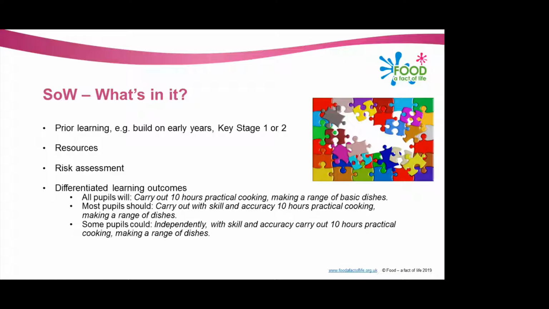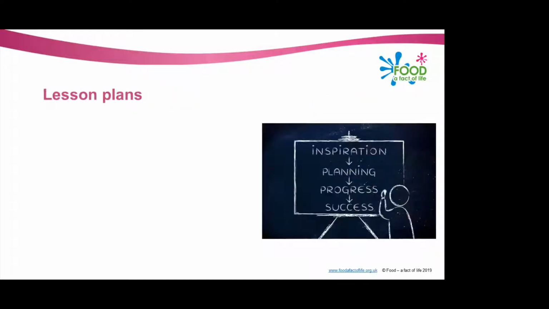So, for example, all pupils in this scheme of work are going to have 10 hours of practical cooking. Most pupils are going to do that with skill and accuracy, making a range of dishes. And then some of them will independently, with more skill and accuracy, carry out those 10 hours. So you can see here, I've got some differentiation, but built into the same scheme of work as we've gone through. And obviously, we want to make sure there's curriculum coverage with other areas of the curriculum, because I think we do a lot of embedding and applying the curriculum from other areas in food lessons too.